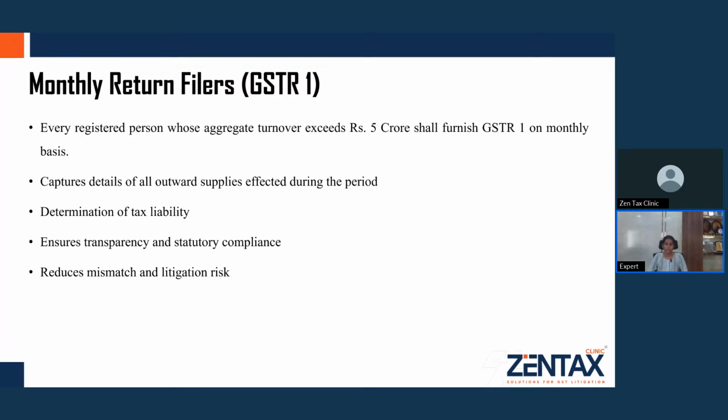Here, next, we'll discuss the monthly return filers. Every registered person whose aggregate turnover exceeds 5 crores shall furnish GSTR-1 electronically on a monthly basis. This GSTR-1 covers all kinds of outward supplies effected during the period by such a registered person. And by filing the GSTR-1, the registered person declares his output tax liabilities for the respective month.